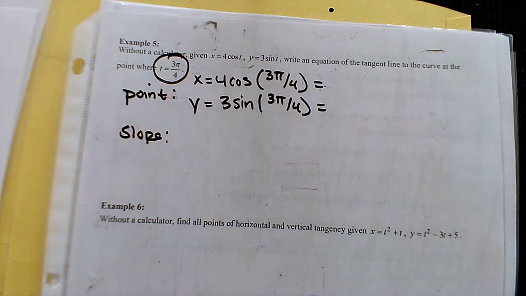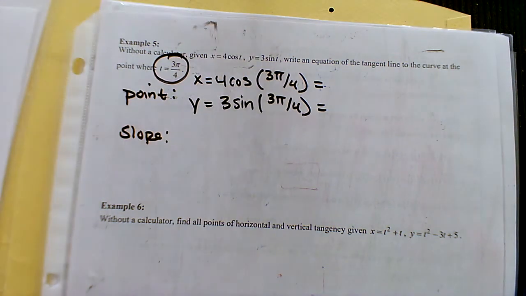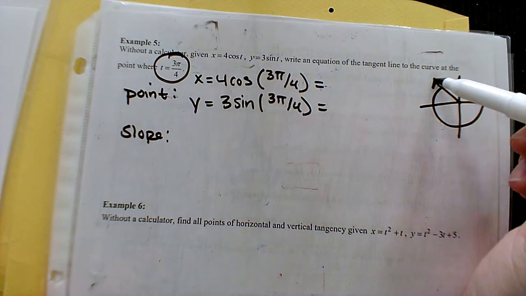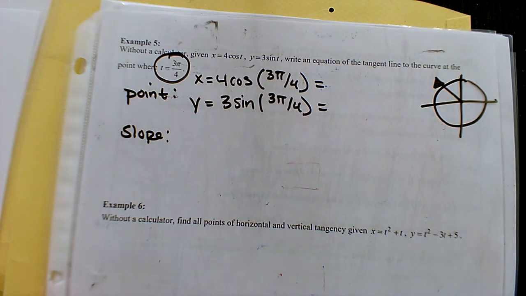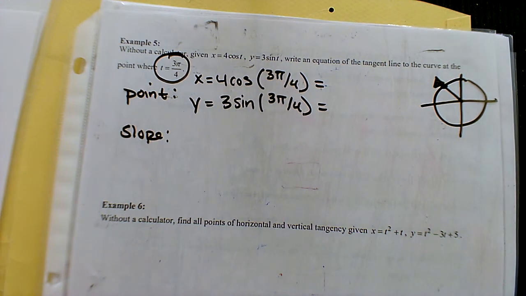So since this is without a calculator, we got to think about our unit circle. Cosine and sine of 3 pi over 4. So that would be right there on the unit circle, right in the middle. Can you think about what the cosine and sine values are at that point? Do you know what the coordinate looks like in the middle of a quadrant?